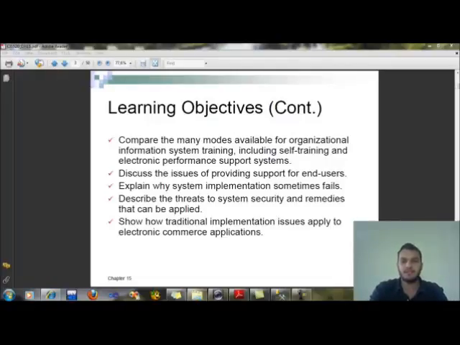Explain why system implementation sometimes fails. Describe the threats to system security and remedies that can be applied. Show how traditional implementation issues apply to electronic commerce applications.